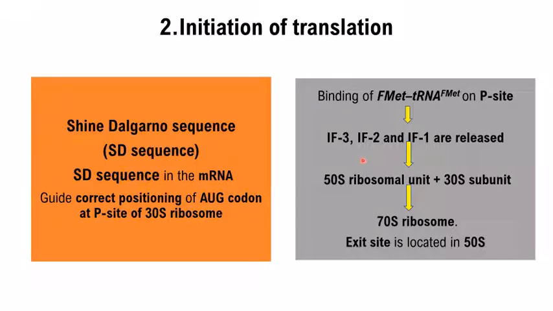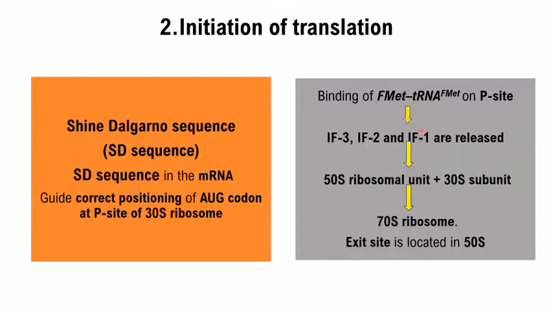After the binding of this mRNA to the 30S or smaller subunit of the ribosome, this is followed by binding of another tRNA molecule at the P site. That tRNA molecule is called the initiator tRNA or fMet tRNA. fMet is nothing but formylmethionine tRNA. This tRNA is loaded onto the P site or the peptidyl site on the 30S subunit with the help of initiation factor number 2.